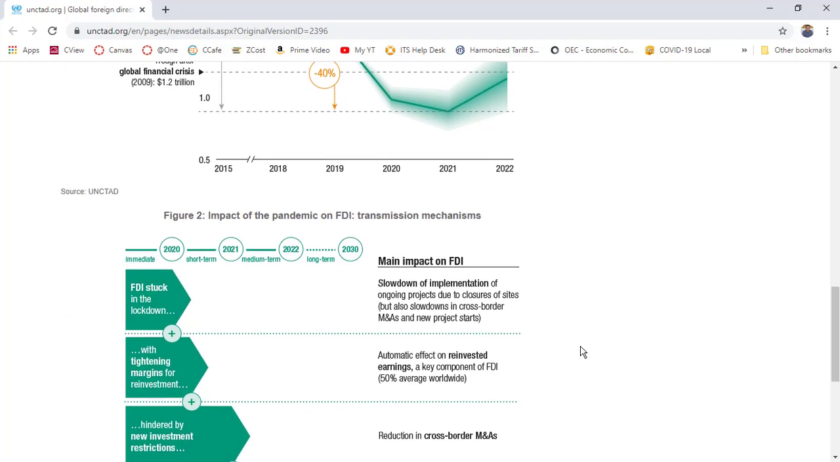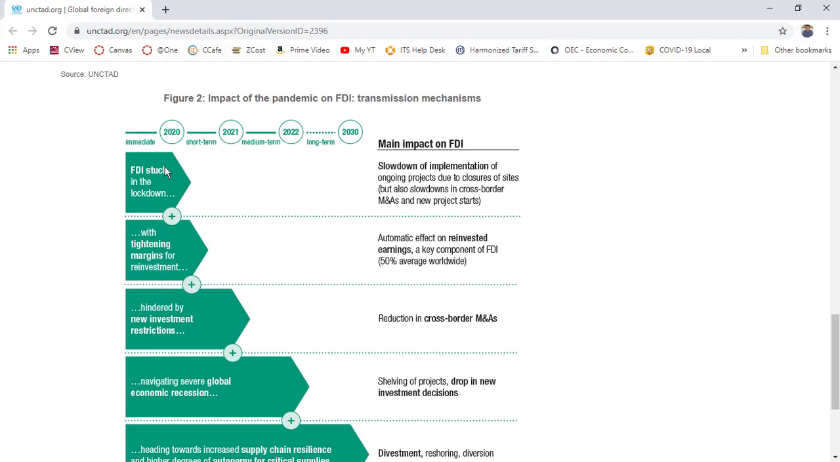So let's look at short-term, long-term. 2020, FDI stuck in the lockdown. There's a slowdown of implementation of ongoing projects due to closures of sites, but also slowdowns in cross-border mergers and acquisition, new project starts. And with tightening margins for investment, automated effect on reinvested earnings, which is a key component of FDI and about 50% average worldwide.